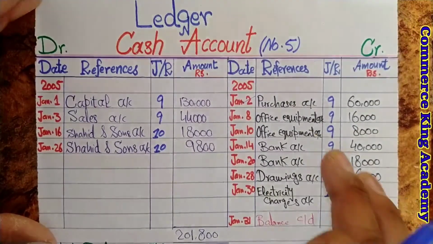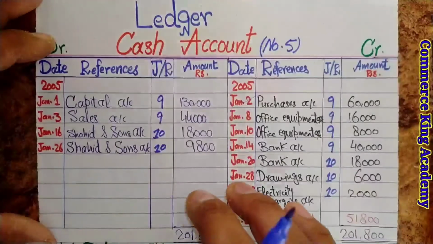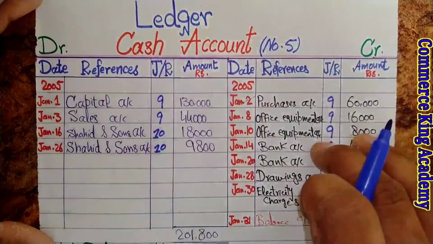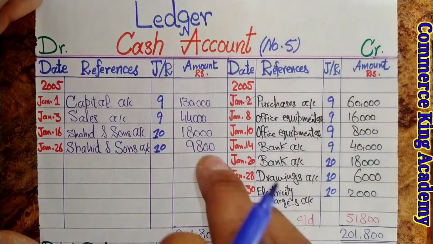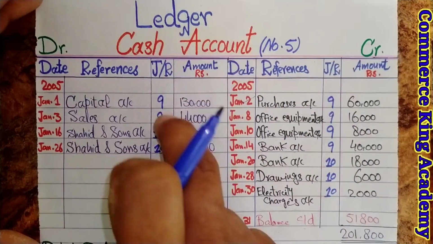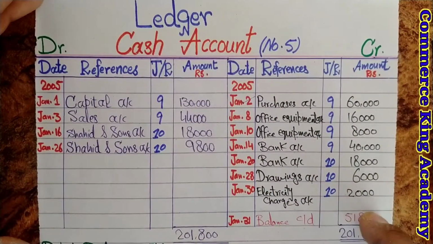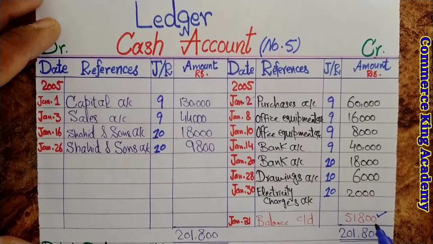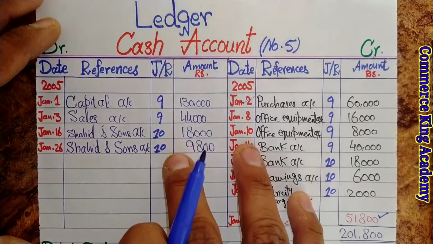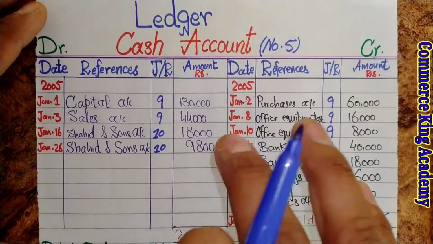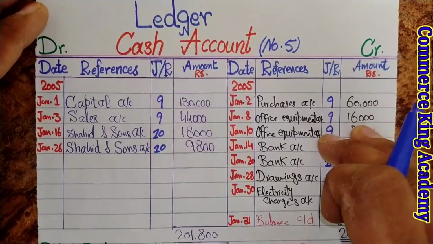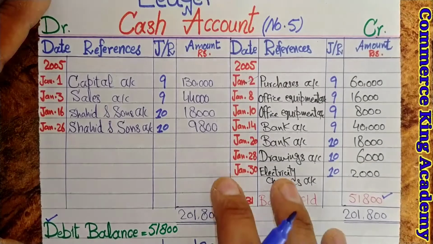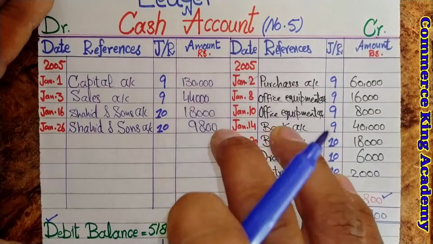After completing all the contents of the ledger account, now we can see the totals of the ledger account, both sides, debit and credit. After calculation of both sides, the debit side is heavier than the credit side. So we have a difference of 51,800 rupees between both sides. When the debit side is heavier than the credit side, ultimately we have a debit balance of the cash account.